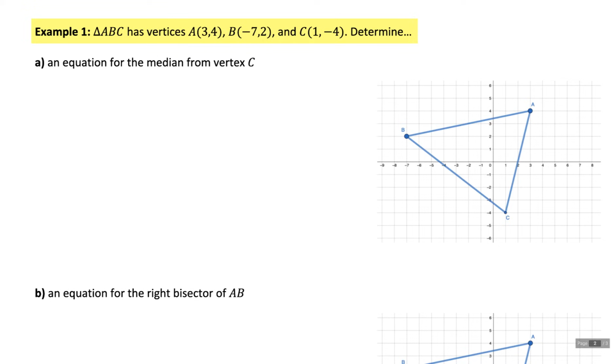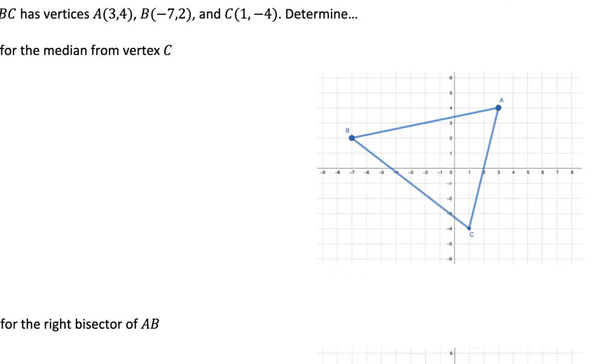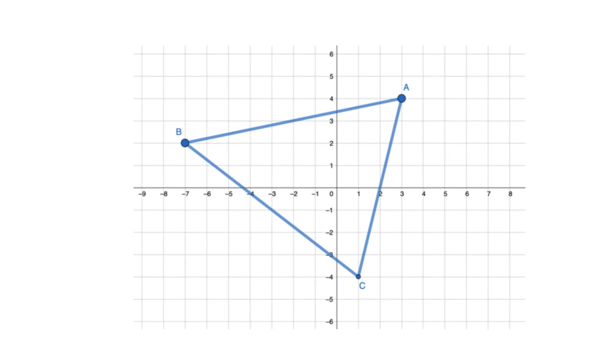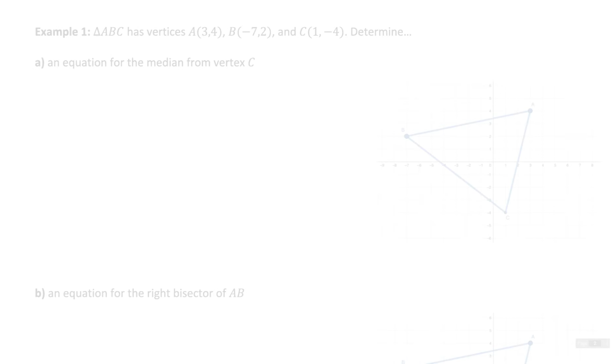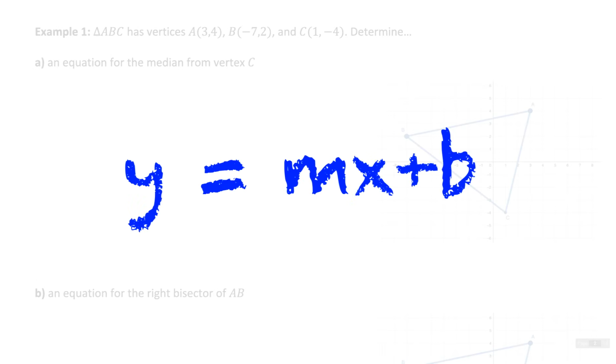Example 1 gives us triangle ABC, so we know the coordinates of all the vertices of the triangle. And we need to, in part A, determine the equation for the median from vertex C. Based on the definition of a median, I know that the median from vertex C will go from point C to the midpoint of the opposite side. So it'll go from C to the midpoint of AB. To find the equation of the median in the form y equals mx plus b, I will need to know the slope of the line and the y-intercept of the line.